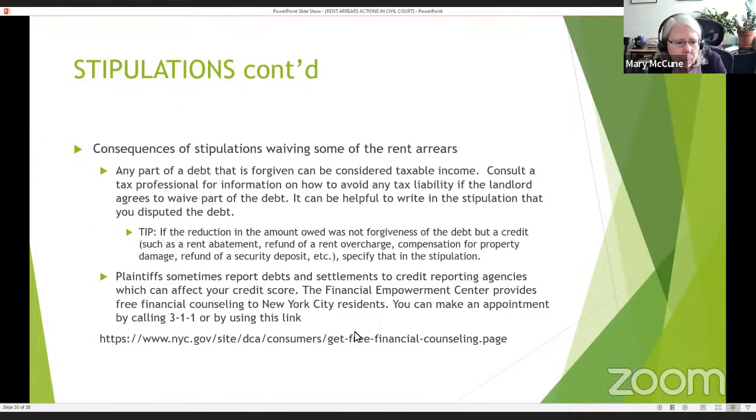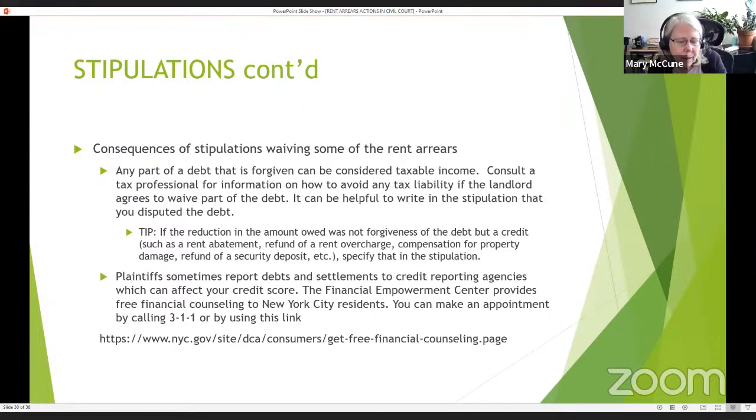And another thing you might want to put in a stipulation is that increasingly landlords are reporting rent arrears that are owed to credit reporting agencies like Experian, Equifax, and TransUnion, and they become part of your credit report and can impact your credit score. So you may want to put something in the stipulation about how they're going to report the debt.